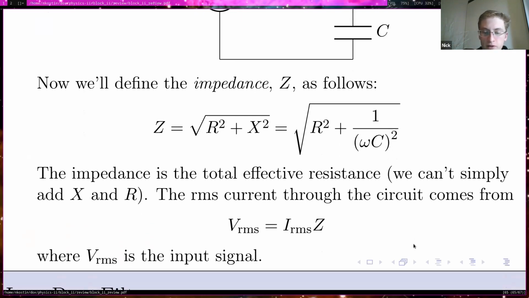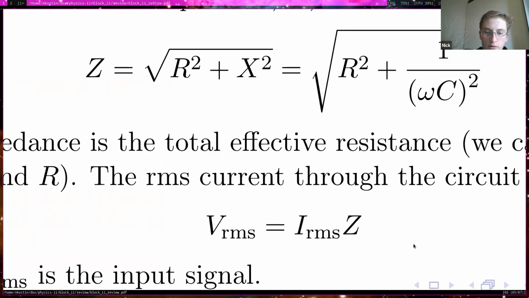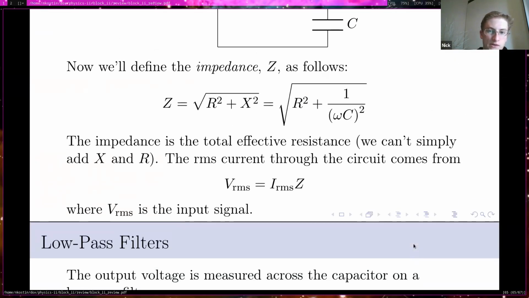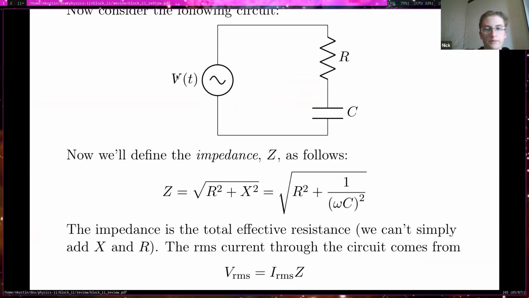Cool. So if I wanted to find the RMS current through the entire circuit, that would just be with this modified version of Ohm's law. V RMS is equal to I RMS times Z, where V RMS is the input signal, whatever is coming out of here.